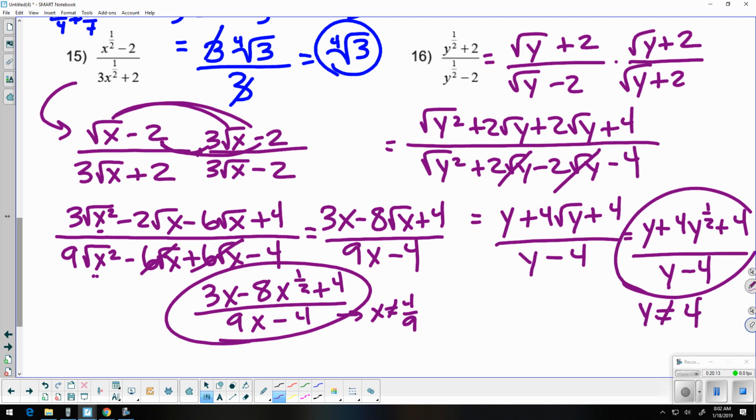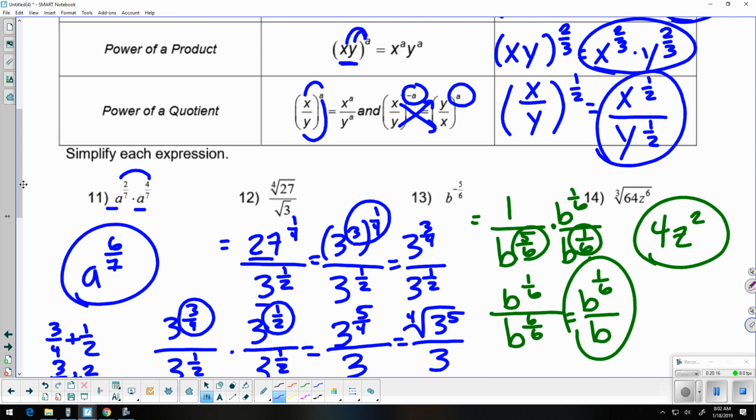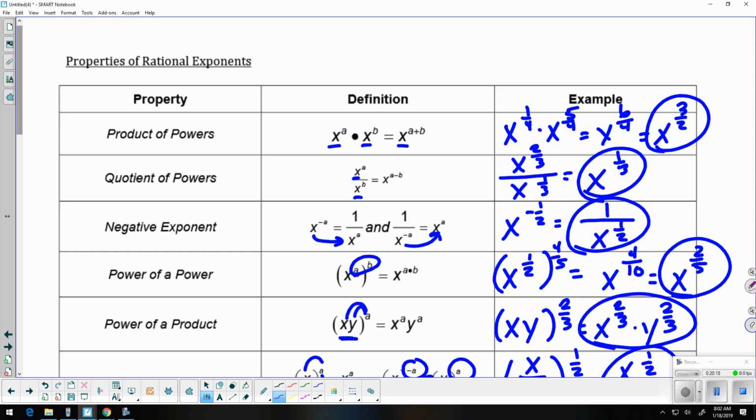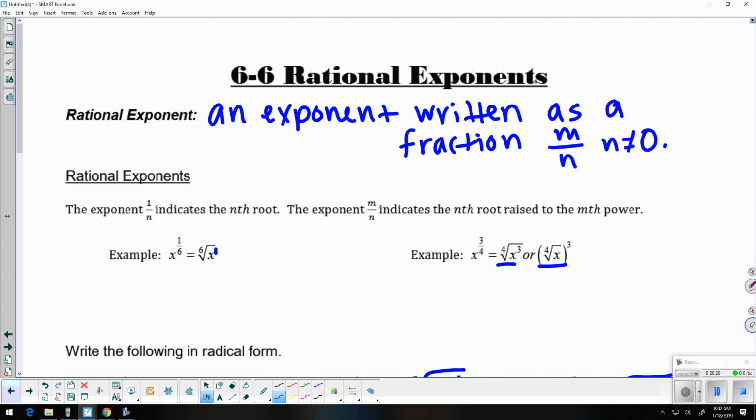Okay, so hopefully you guys feel like you learned something new today. Again, you can go from a rational exponent into a radical. You can go back and forth between the two. Okay, now we know that.